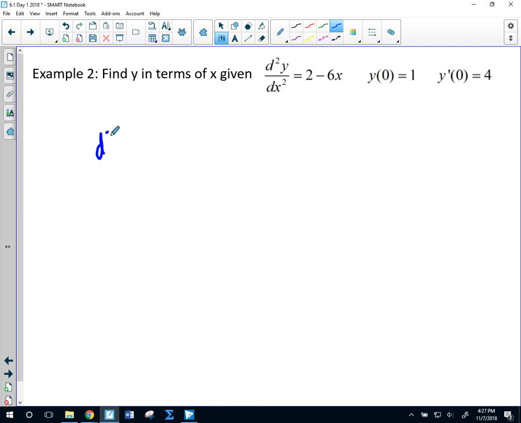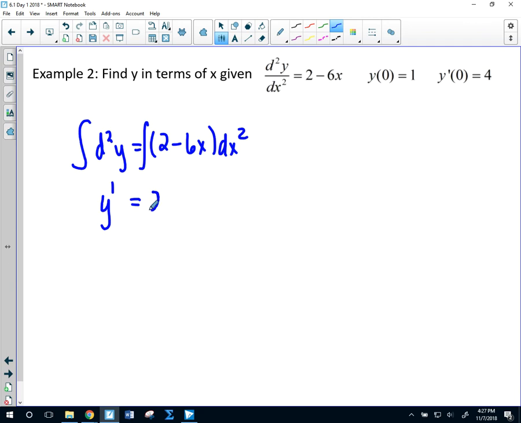So I have d squared y over dx squared equals 2 minus 6x. I'm going to integrate both sides. I'm going to ignore that this is the second derivative for right now. And I think it's easier if I write this as y prime. So when I integrate this, I get y prime as opposed to trying to just say dy. And then this is a 2x, and then this becomes 3x squared plus c.